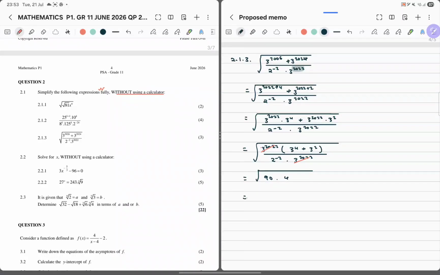Right. Now, we can see that 4 is a perfect square, so this is 2 root 90. Now, 90 is also made up of 10 times 9, so we can further simplify. This is 2 into the root of 9 times 10. So if we take this out, this is going to be 3 times 2 root 10. So this is going to be 6 root 10. Nice and easy.